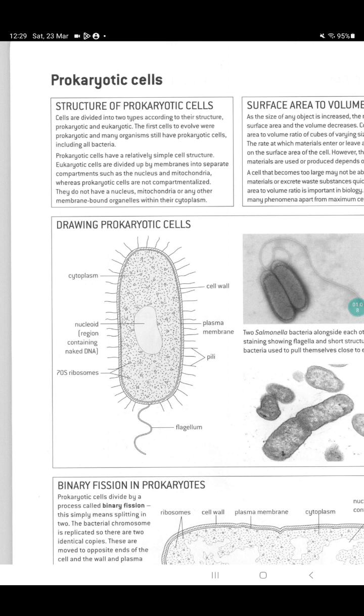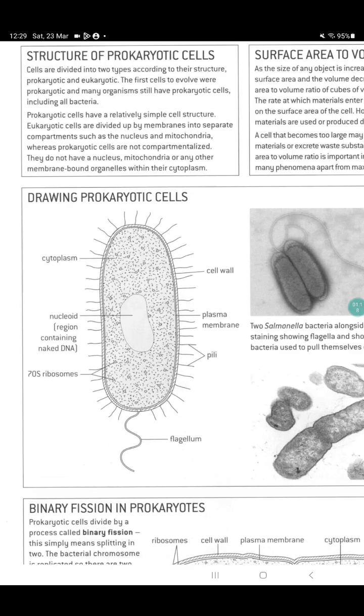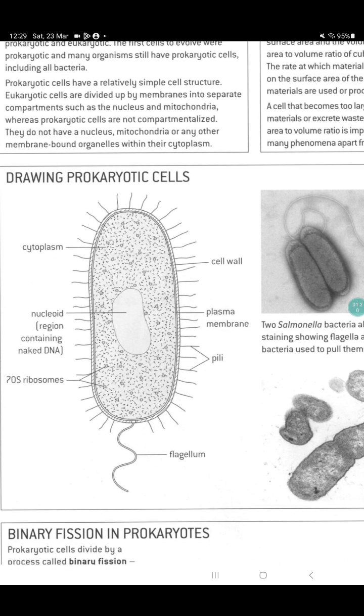As you will see further, eukaryotic cells are divided by membranes into separate compartments such as the nucleus and mitochondria. Here you can see the drawing of the prokaryotic cell. It is a simple structure containing a cell wall, cytoplasm, and a nucleoid, which is the DNA-containing region in prokaryotes.